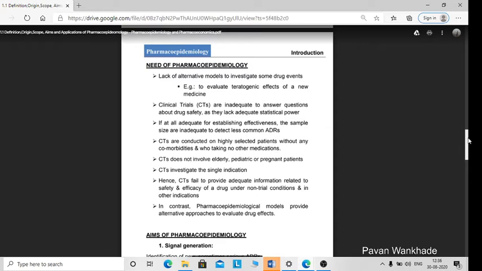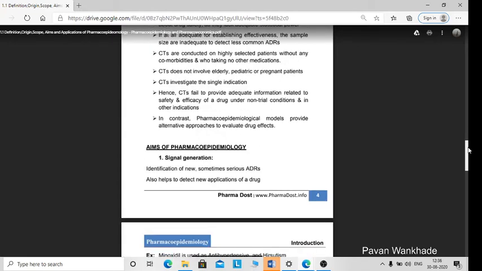Comorbidity means the patient is suffering from other diseases or disorders or not. Clinical trials do not involve elderly, pediatric, small babies, or pregnant patients. Clinical trials investigate a single indication. Hence, clinical trials fail to provide adequate information related to safety and efficacy of the drug under non-trial conditions and in other indications. In contrast, pharmacoepidemiological models provide alternative approaches to evaluate the drug effect.